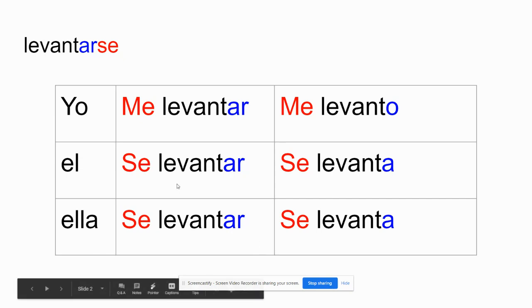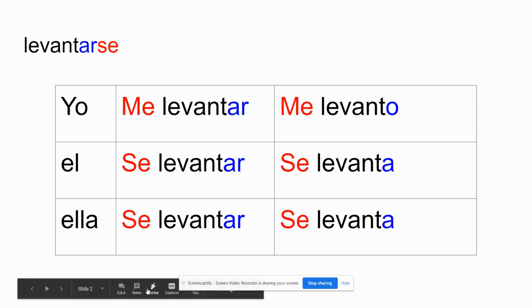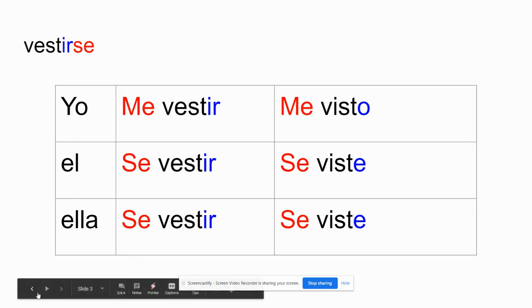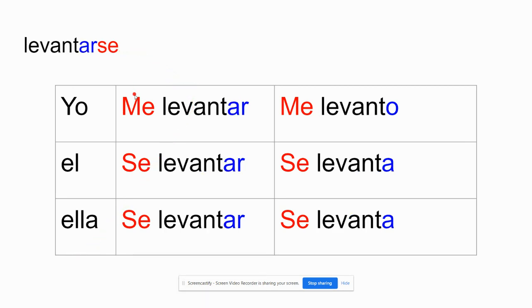All right, so remember the first thing we do, so we have levantarse up here. The steps that we want to follow: we have the se, and we want to take that se and move it to the front. So if we look at yo, the se is moved to the front and it's turned into me because I'm doing this to myself, right? So se is moving to the front, turning into me, right?